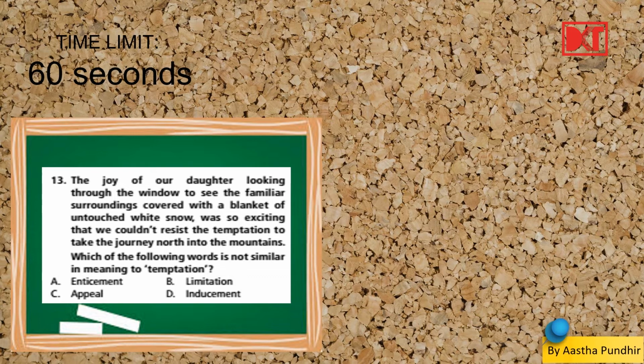Alright, here we have: the joy of our daughter looking through the window to see the familiar surroundings covered with a blanket of untouched white snow was so exciting that we couldn't resist the temptation to take the journey north into the mountains. Which of the following words is not similar in meaning to temptation? Enticement, limitation, appeal, or inducement. Here the correct answer is B, limitation. Limitation is not similar in meaning to temptation.